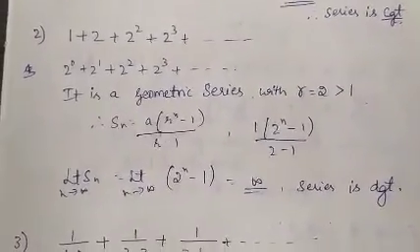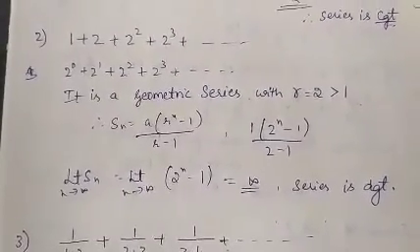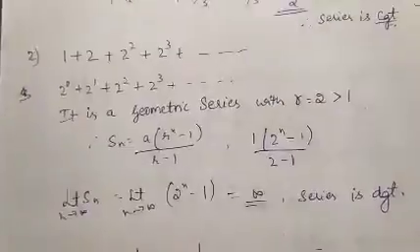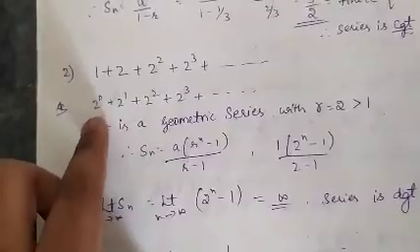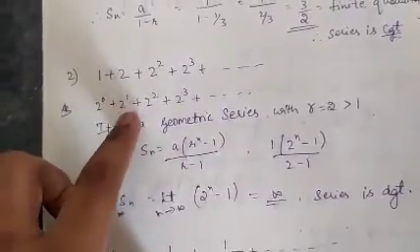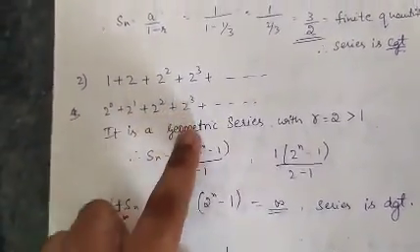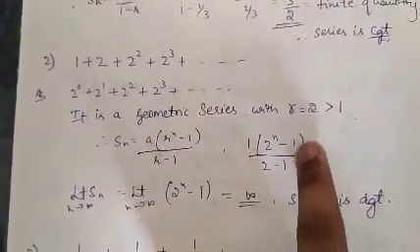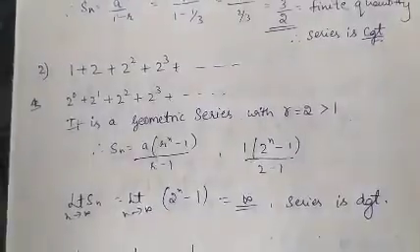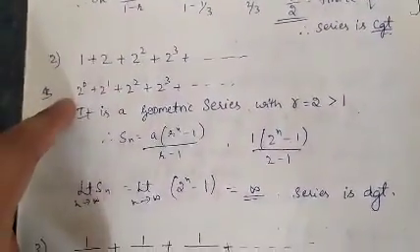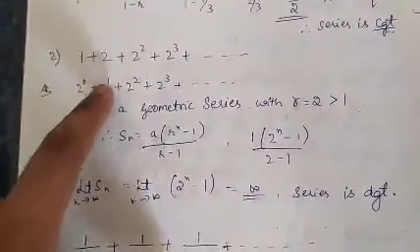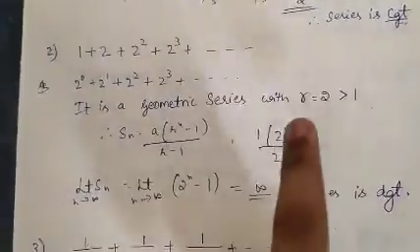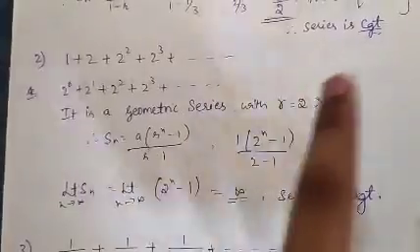The next problem is 1 plus 2 plus 2 square plus 2 cube and so on. So again, this is a geometric series. This can be written in the form 2 power 0, 2 power 1, 2 square, 2 cube. So what is the common ratio? How do you get the common ratio? Second term divided by first term, third term divided by second term, fourth term divided by third term. Observe, everywhere you will get the common ratio as 2, therefore r equals 2, which is strictly greater than 1.